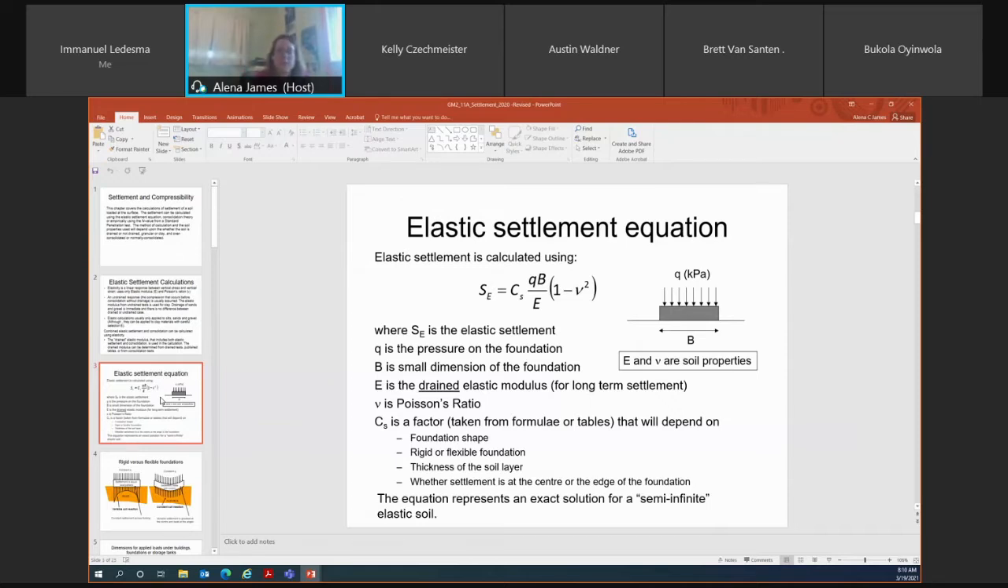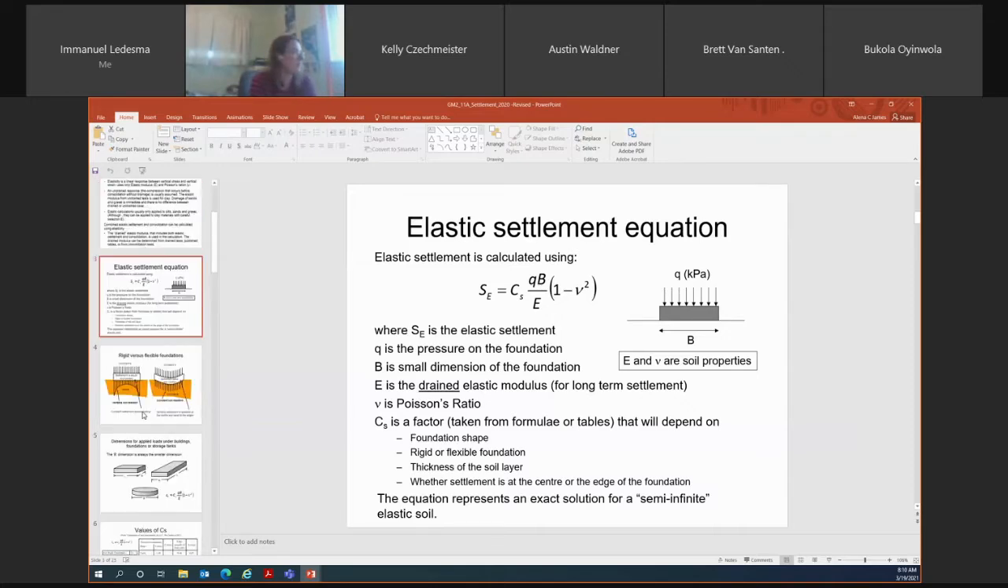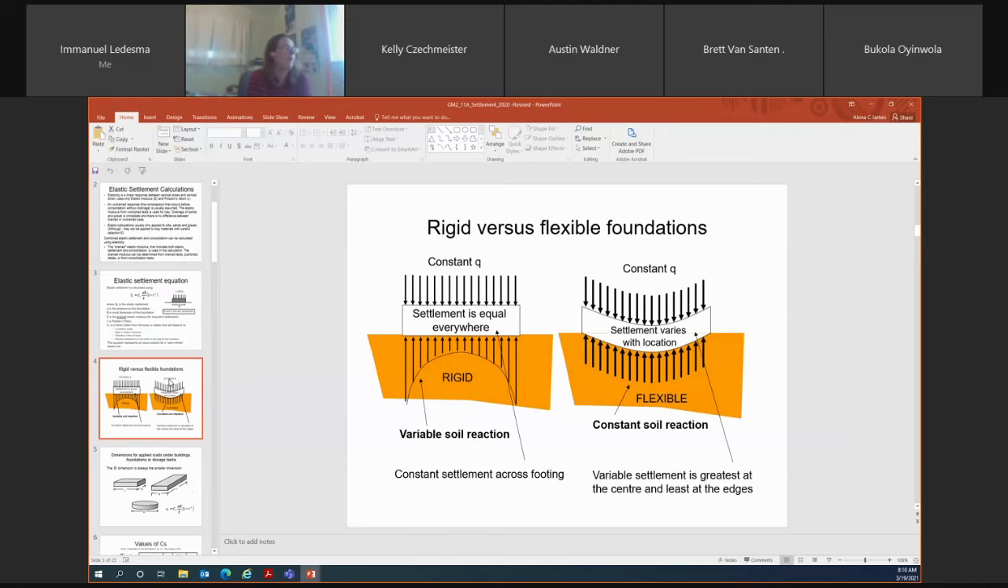So I'm going to pause there. Does anyone have any questions on the elastic settlement equation? No, okay.